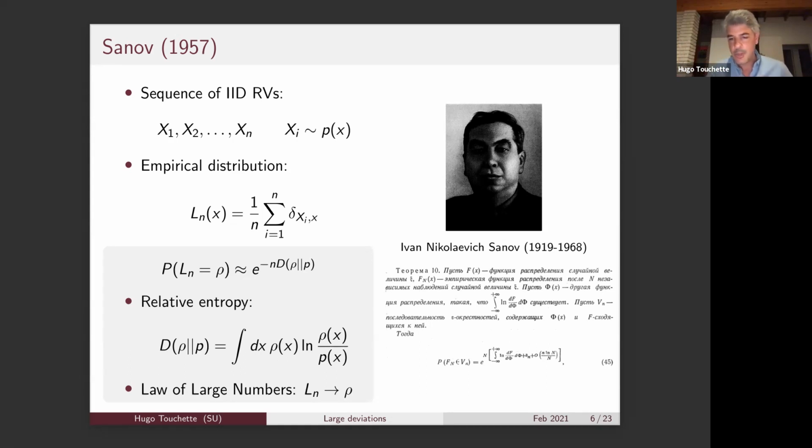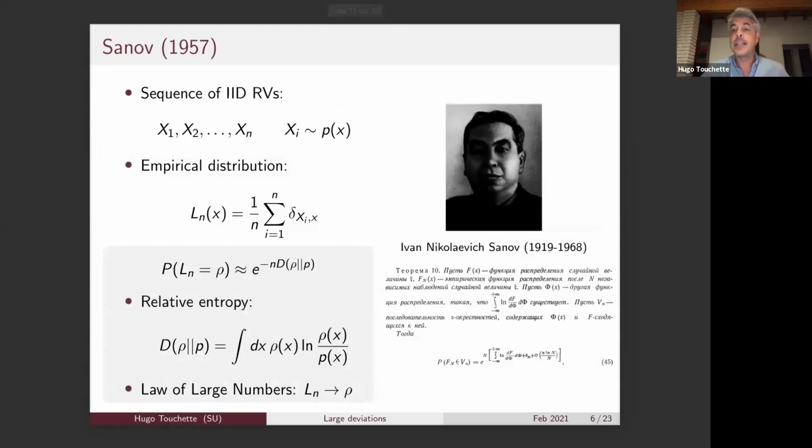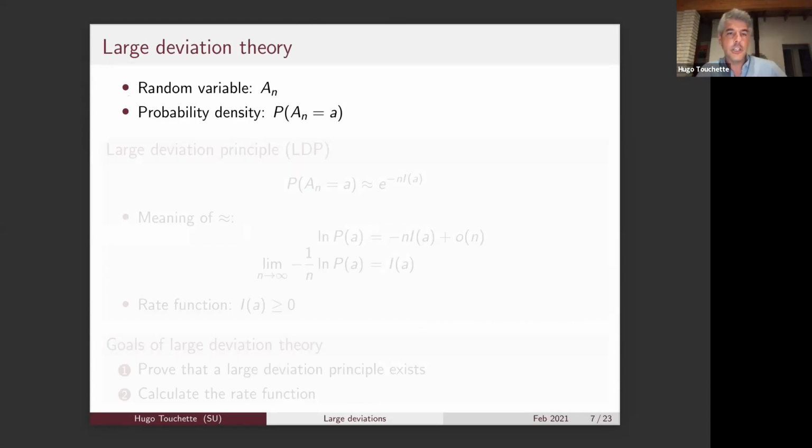Then there's not much happening for a long time until the work was picked up again in the 70s and 80s. And this is really where the theory took off as a mathematical theory. People realized that the fact that probabilities are exponential is a lot more general than dealing with independent random variables or sample means or empirical distributions, or, for physicists, just dealing with physical systems. And this is work from Varadhan and Donsker that started the theory.